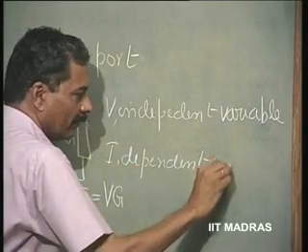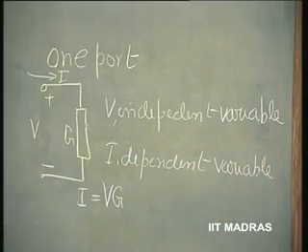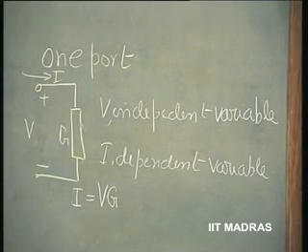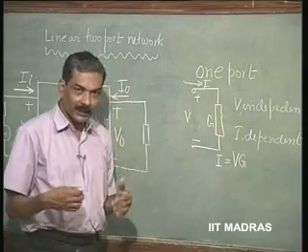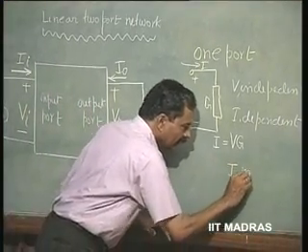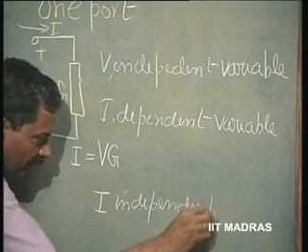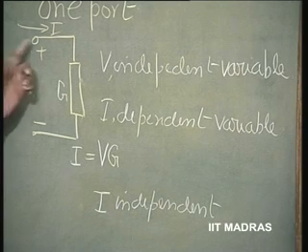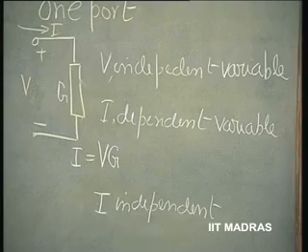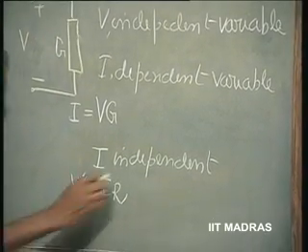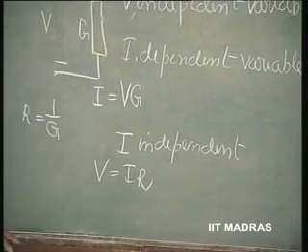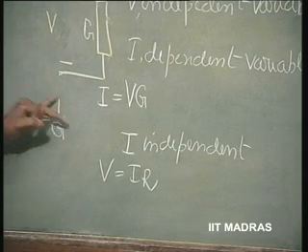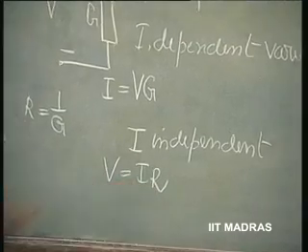This is called dependent variable. That means, if I connect a voltage source, the current is always going to be dependent upon the G parameter. That is left to me actually. Why should I take V as independent variable? I can, on the other hand, say I is independent variable. That means, I can force certain current into the element here, the one port, then V is going to be determined as I into R. R is going to be 1 over G here. The resistance is 1 over the conductance. So, V is equal to I into R.